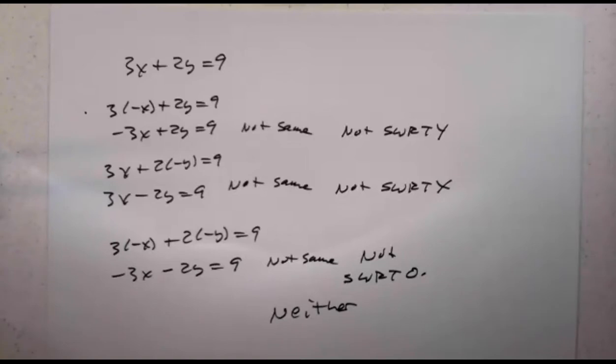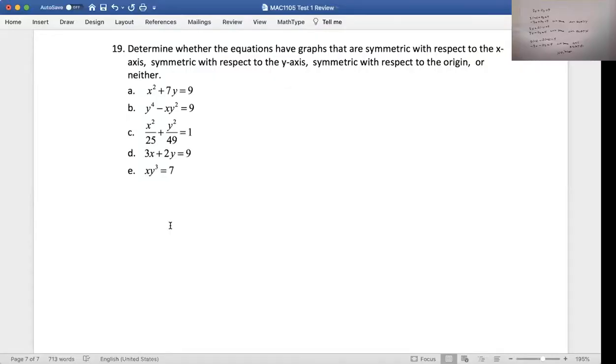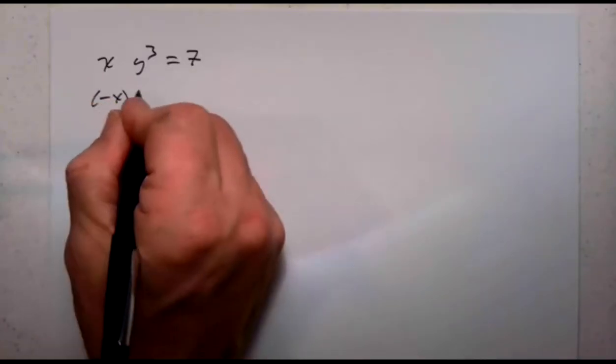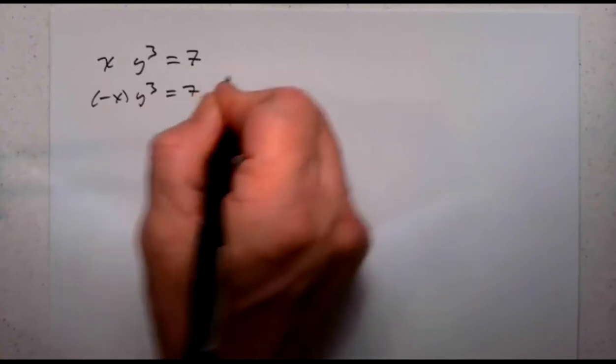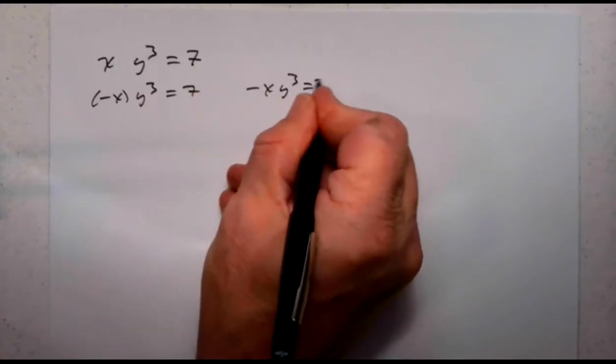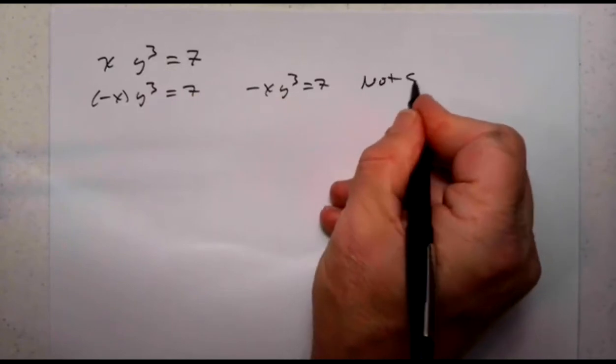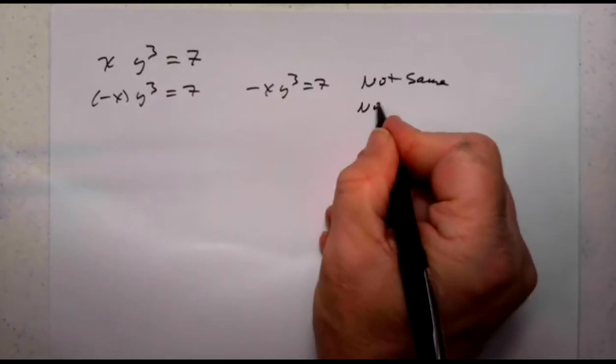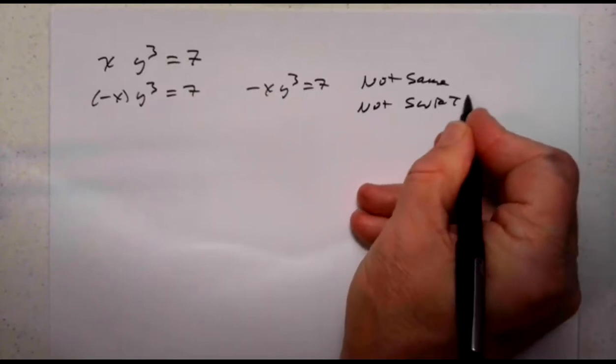Let's go ahead and add one more question here. So I put on xy cubed equals 7 because I want to show another example. If xy cubed equals 7, what's going to happen? If I first try to replace x with negative x, negative x y cubed equals 7, negative xy cubed equals 7. So no, not the same. So it is not symmetric with respect to the y-axis.